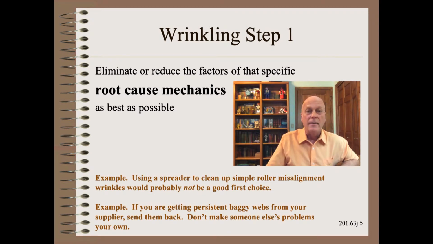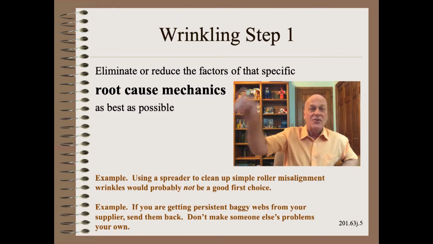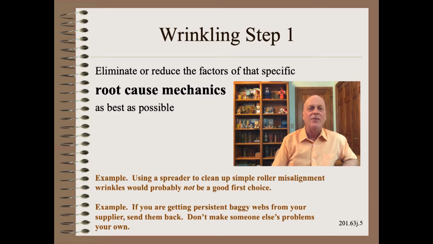Wrinkling step 1 is to then reduce the factors for that specific root cause mechanics that you've just identified. For example, using a spreader to clean up simple roller misalignment wrinkles would probably not be a good first choice, even if it helped. For example, if you are getting persistent baggy webs from your supplier, send them back by the roll or by the truckload if necessary. Don't make someone else's problem your own.